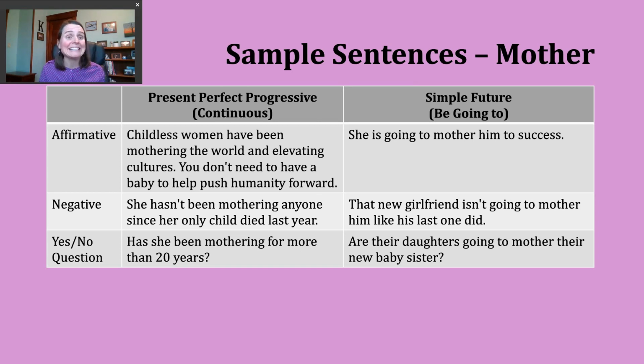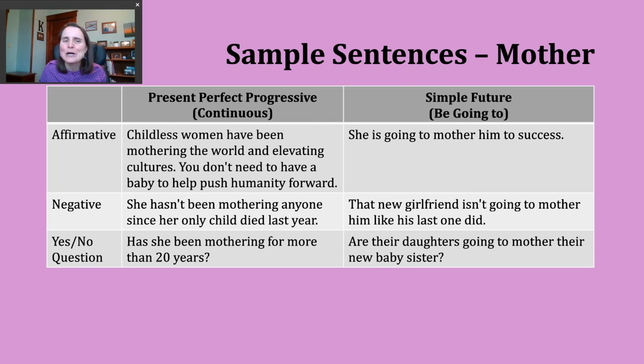Now, if you want to make a negative present perfect progressive sentence, again, start with your subject, use have or has, whichever form matches, then not, then the participle been, and then the ing form of the verb. You can see that in my example. She hasn't been mothering anyone since her only child died last year. Very sad sentence there. But you get the idea of present perfect progressive.